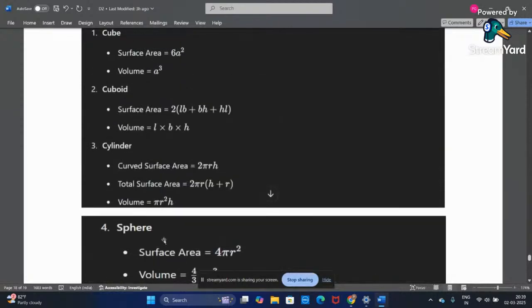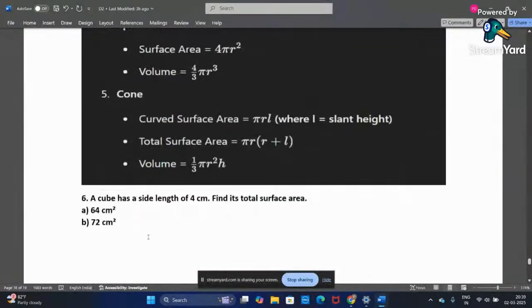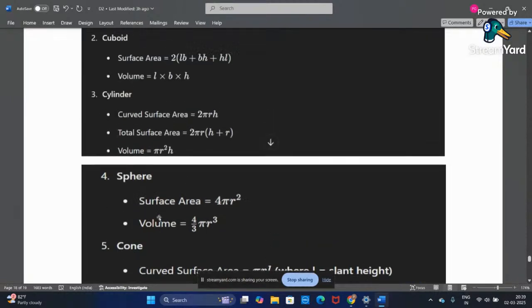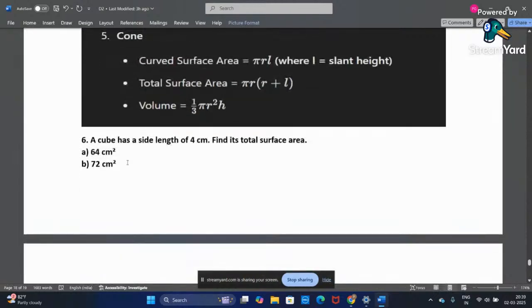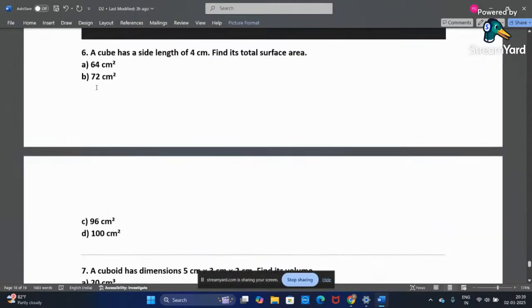Okay, first let's move on to the first one. A cube has a side length of 4 centimeter. Find its total surface area. Where is the formula? It's here, right? We'll solve, looking into the formula.